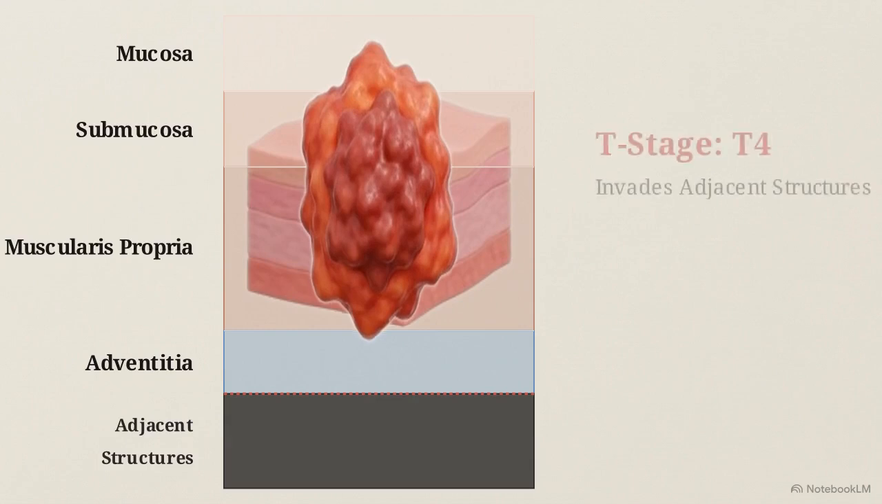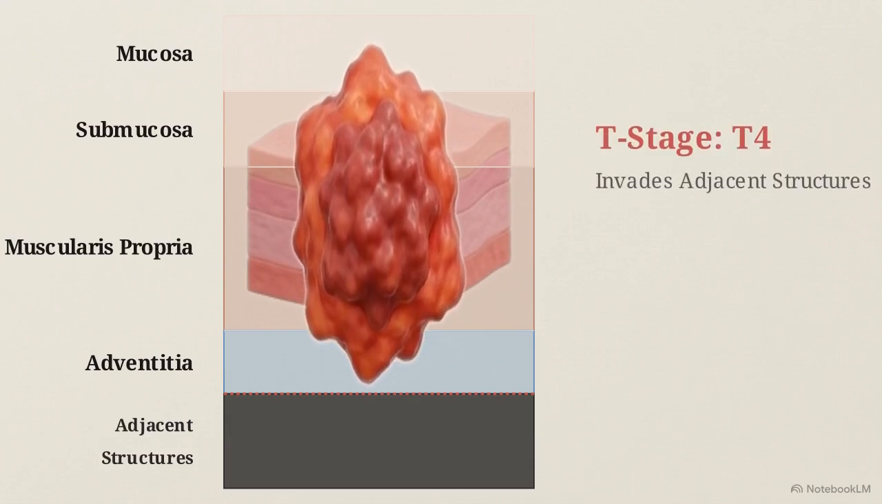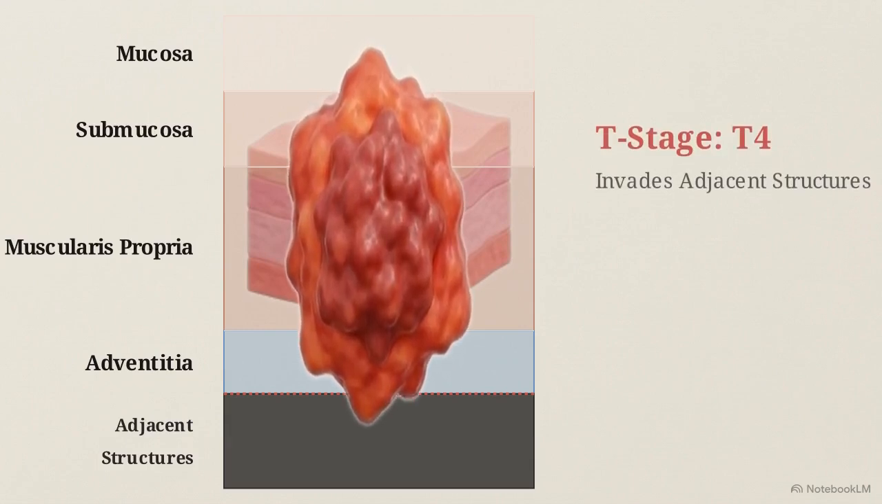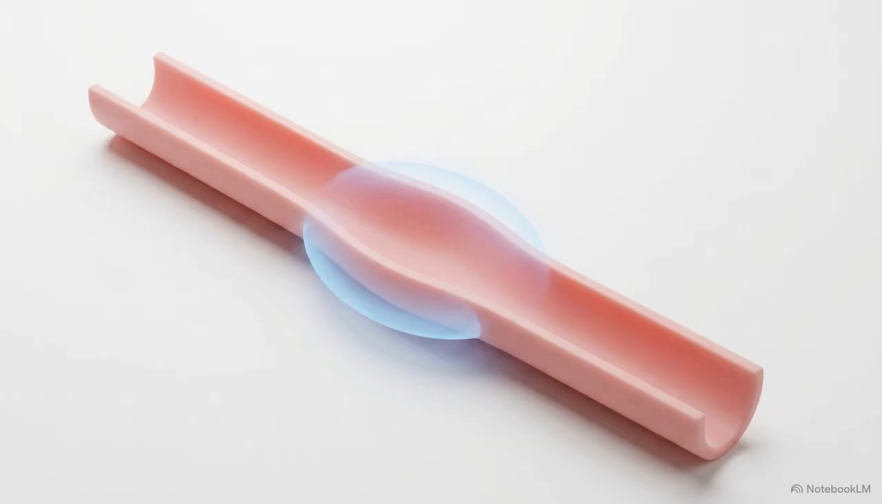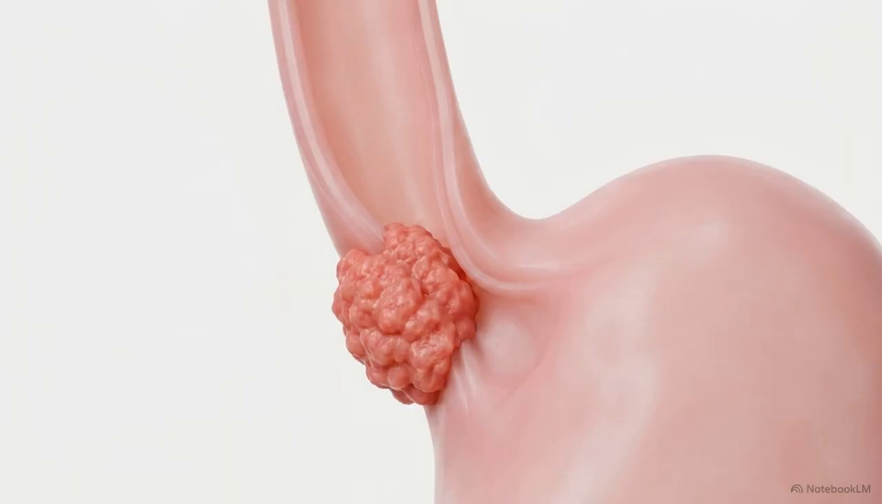And finally, T4 indicates that the tumor has broken free of the esophagus entirely, invading adjacent anatomical structures in the chest or neck. This staging system applies cleanly to the body of the esophagus. But when a tumor sits precisely at the gastroesophageal junction, its biological behavior becomes ambiguous.